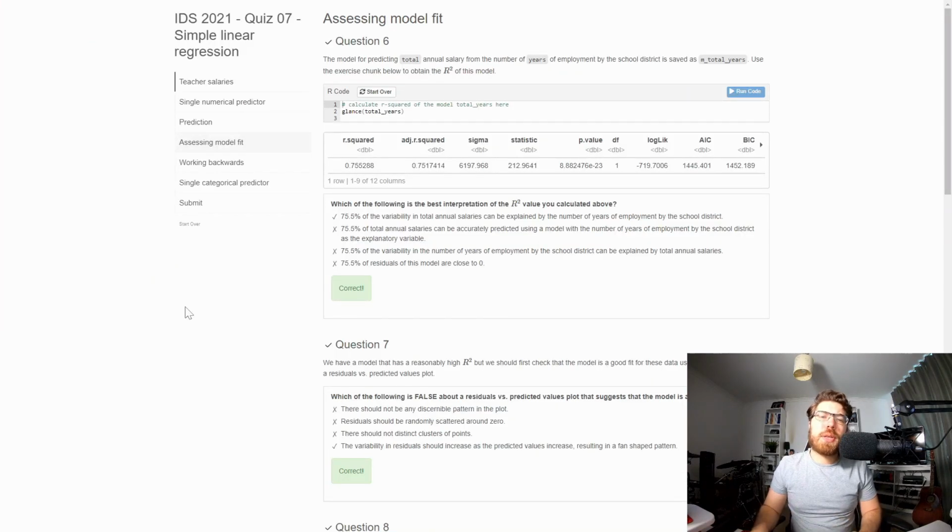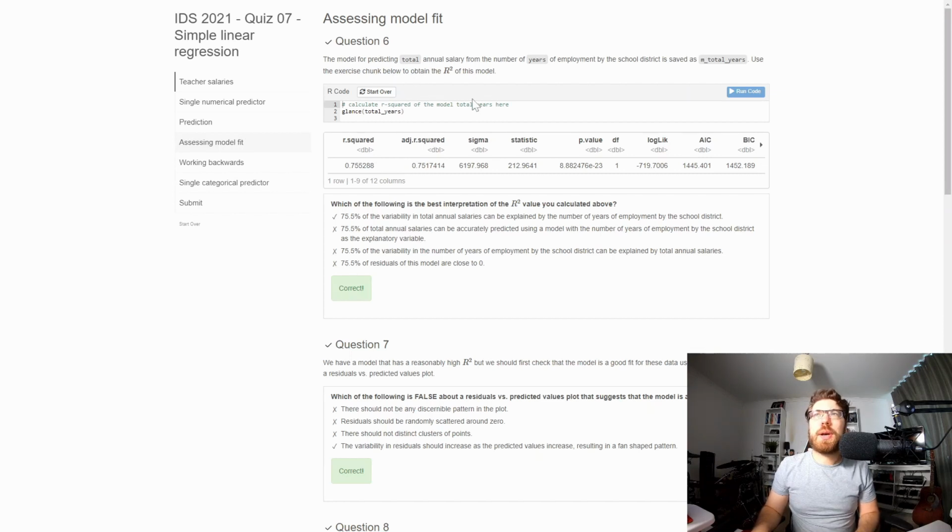Okay, let's have a look at some of the questions that we got from the quiz. The questions that you found the most difficult, according to the feedback, were questions 6, 7, and 8, so assessing model fit. So let's just go over those together, and hopefully I can provide a little bit more information as to why certain answers were correct.